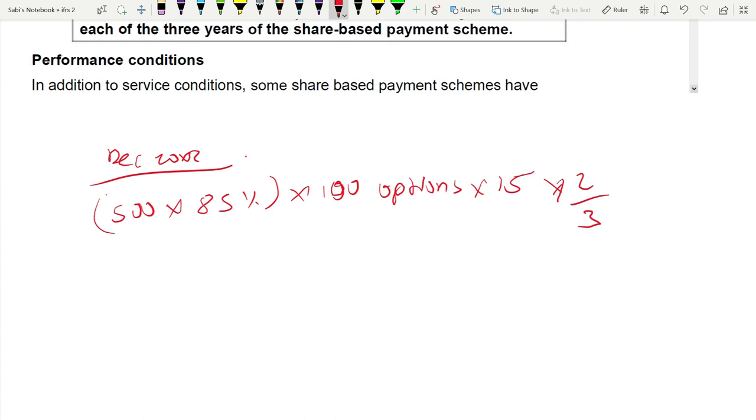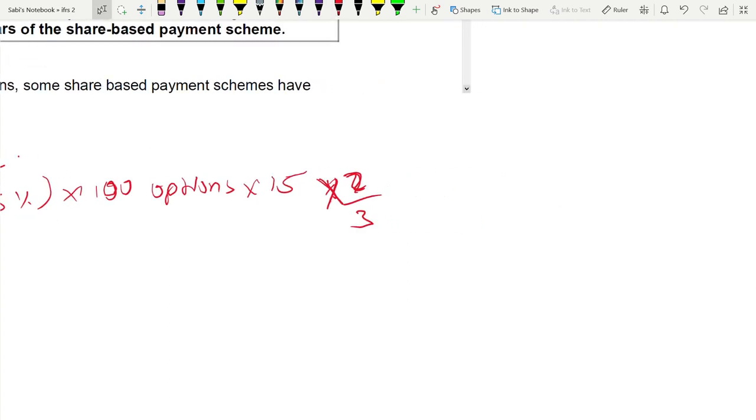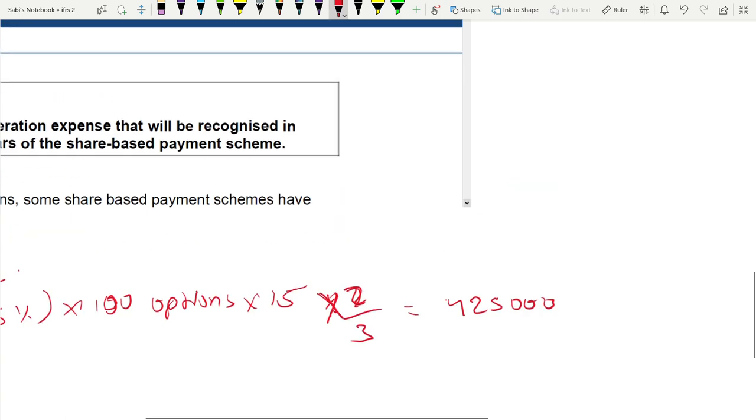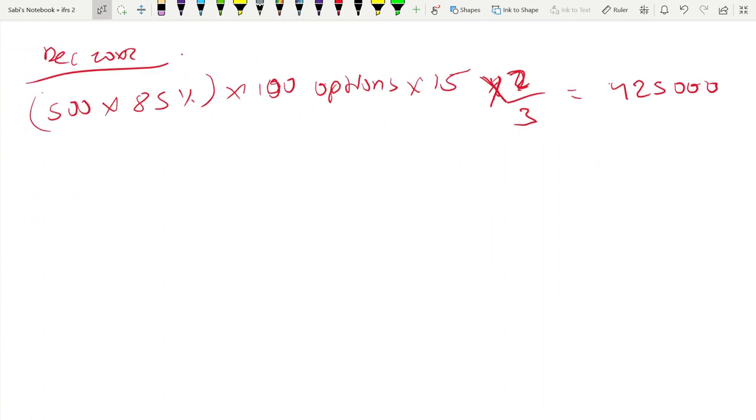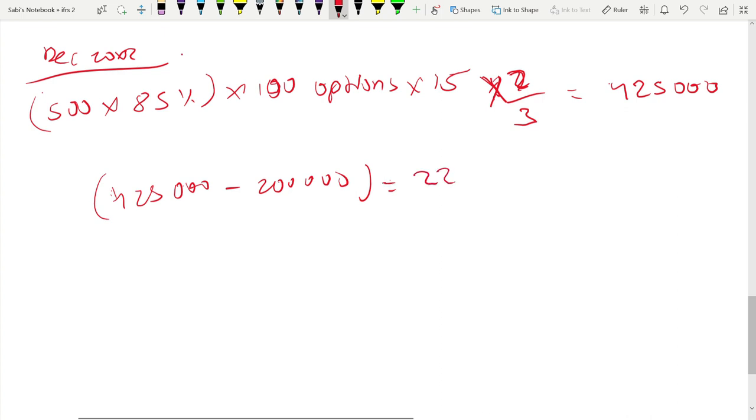Okay. This is how you work out the fraction. This is the second year and over 3 years because total 3 years. The answer that you get will be 425,000. You see there's an increment from 200 to 425. There's an increase in amount. What is the expense? That increment is the expense. 425 minus 200,000. That is your expense, which is 225,000. This is debited as expense and credited in your equity.